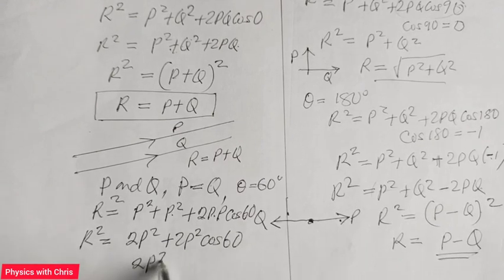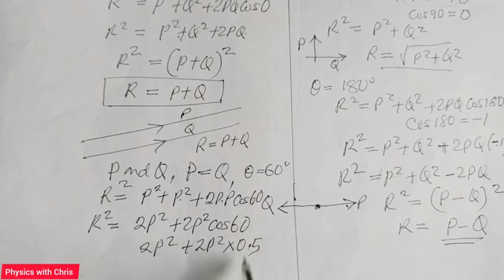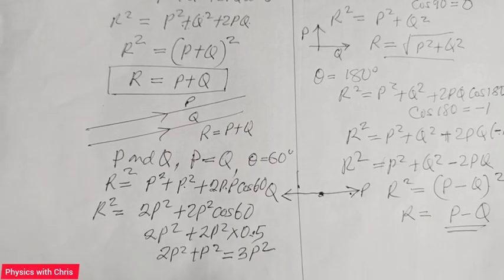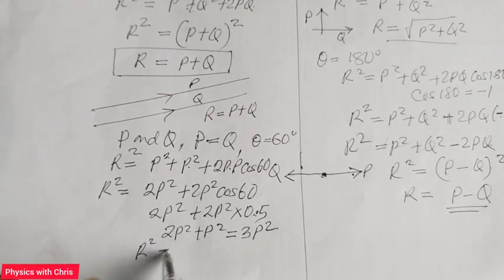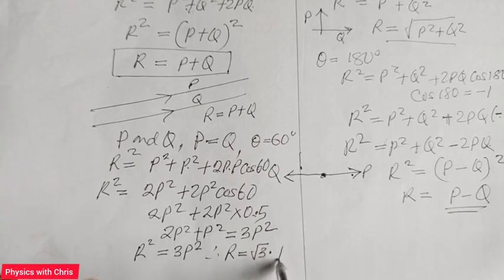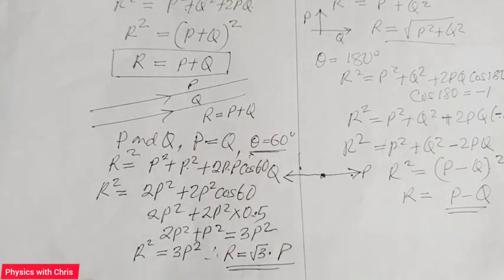So that gives me 2p squared plus 2p squared times 0.5, because cos 60 is 0.5. So 2 times 0.5 gives me 1 times p squared gives me p squared. That gives me 2p squared plus p squared, which gives me 3p squared. So that the resultant in this case, r squared, is 3p squared, and therefore r, if we take square root of both sides, is the square root of 3 multiplied by p. So this is what happens when the two vectors, the two forces p and q, are equal, and the angle between them is 60 degrees.